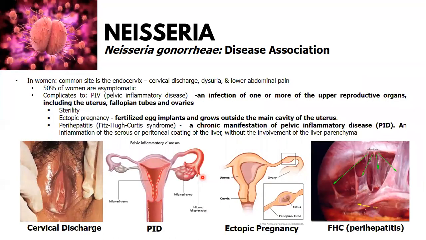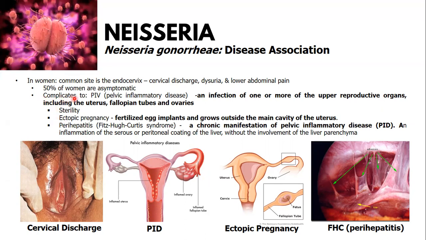In women, the common site of infection occurs in the endocervix, which is characterized by the presence of cervical discharge, dysuria, and lower abdominal pain. However, take note that 50% of women are asymptomatic, and as I said earlier, this is caused by the AHU auxotype of Neisseria gonorrhoeae.